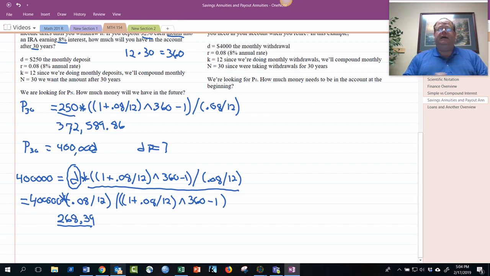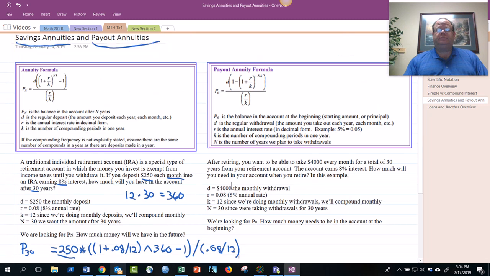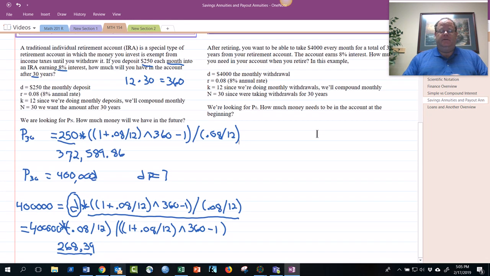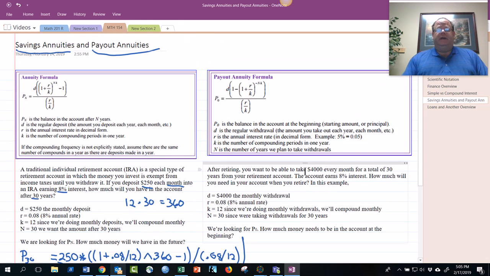All right, so now let's go look at the payout annuity formula. Okay, so I'm going to have to be a little bit careful here. I kind of used up a little too much space there. It's a very similar situation. Okay, the formula is a little different. They're going to give us the numbers.